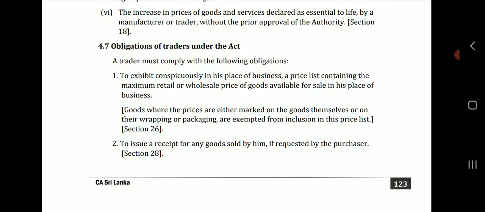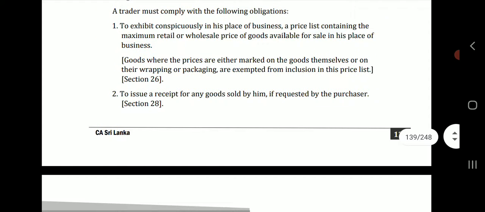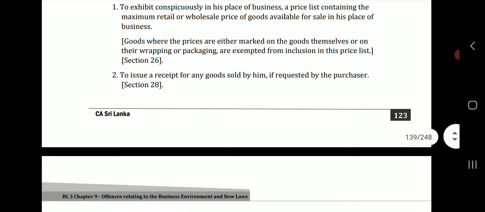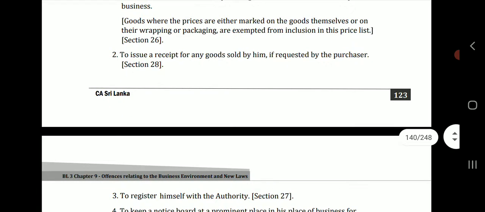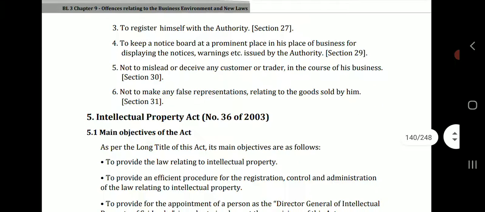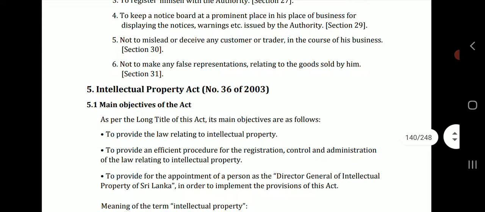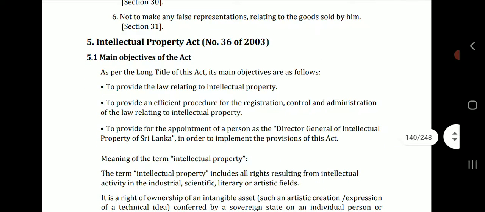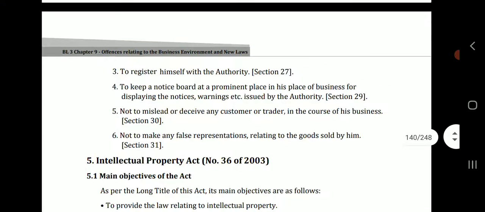So, the obligations of traders under the Act. They must exhibit conspicuously in their place of business a price list containing the maximum retail or wholesale price of goods available for sale, issue a receipt for any goods sold, register themselves, and keep a notice in a prominent place of the business. They must not mislead or deceive any customer or trader, or make any false representations. So that's what the obligations are.